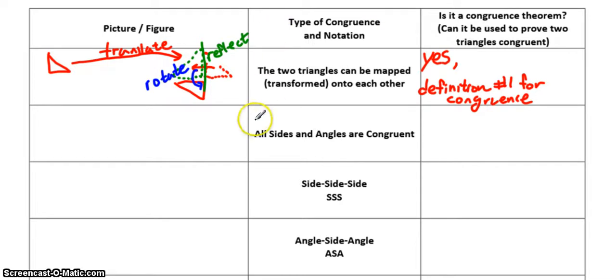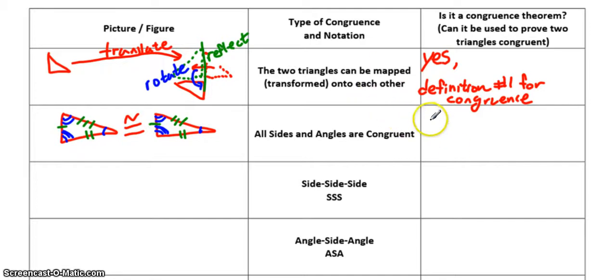The second basic definition we have is that all sides and angles are congruent. So suppose I've got one triangle here. I've got a second triangle right here. The most basic way to show that they're congruent, or the second way, is to make sure all the corresponding sides are congruent, just like this. And to make sure all of the corresponding angles are also congruent, like this. 2 tick marks there, 2 marks there, 3 here, 3 here. And so we can say that those two triangles are congruent because all their corresponding parts are congruent.